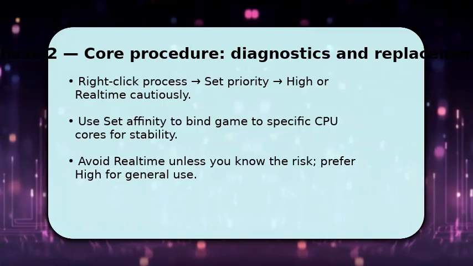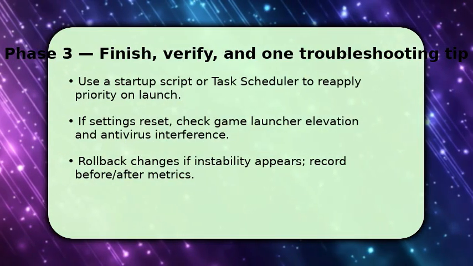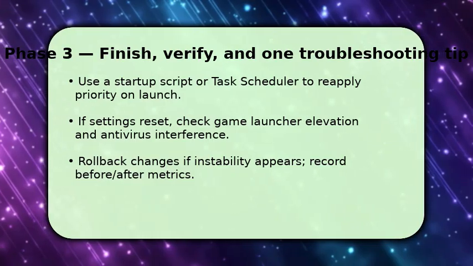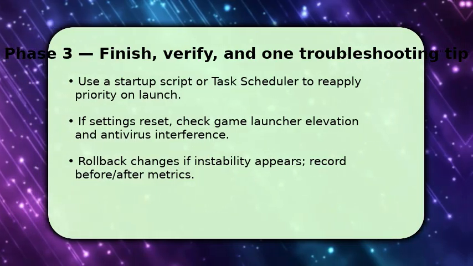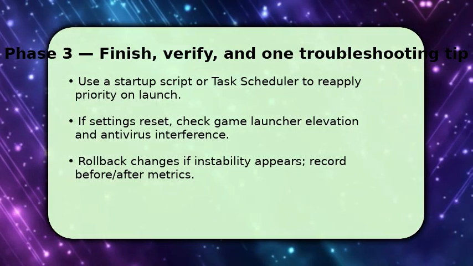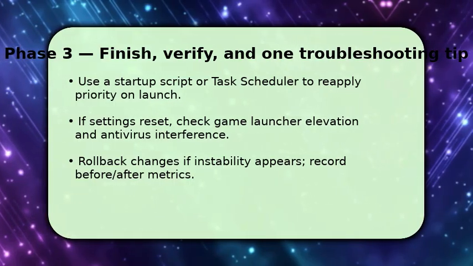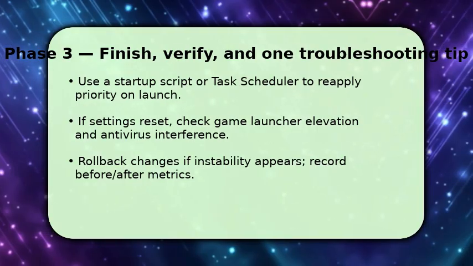Finally, make changes persistent and handle common failures. Use Task Scheduler or a startup script to reapply priority when the game launches, because Task Manager changes are temporary. If settings reset, check if the game launcher runs with different privileges or if antivirus reassigns priorities. Run both with matching elevation to avoid conflicts.